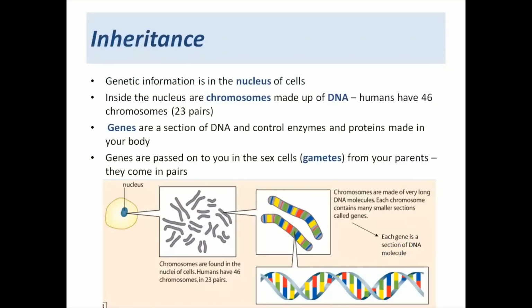Genetic information is in the nucleus of the cell. The nucleus contains chromosomes, which are made up of DNA. Humans have 46 chromosomes or 23 pairs of chromosomes. Genes are a section of DNA and control enzymes and proteins made in your body. Genes are passed on to you in the sex cells, also known as gametes, from your parents, and they come in pairs. So, chromosomes are found in the nuclei of cells. Humans have 46 chromosomes in 23 pairs. Chromosomes are made up of very long DNA molecules, and each gene is a section of DNA.